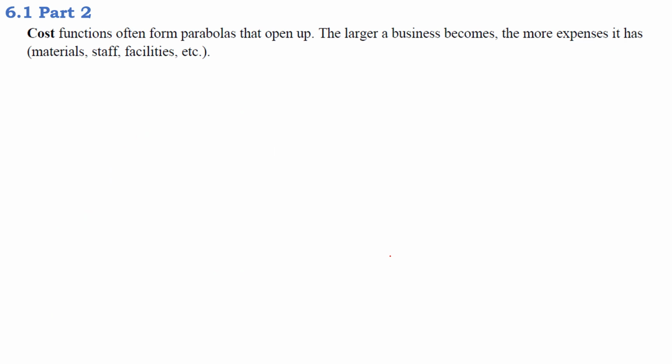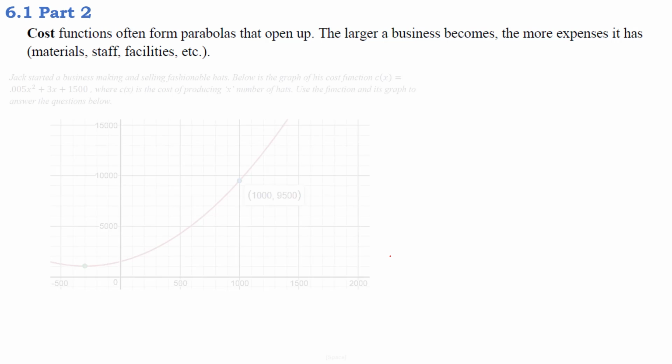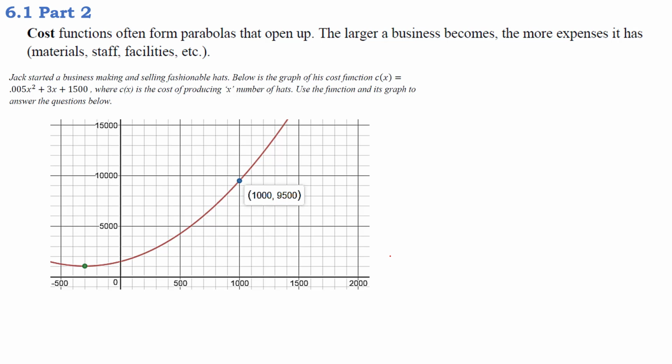So cost functions often form parabolas that open up. The larger a business becomes, the more expenses it has: materials, staff, facilities, etc. So Jack started a business making and selling fashionable hats. Below is a graph of his costs. C of x equals 0.005x squared plus 3x plus 1,500, where C of x is the cost of producing x number of hats. Use this function and its graph to answer the questions below.